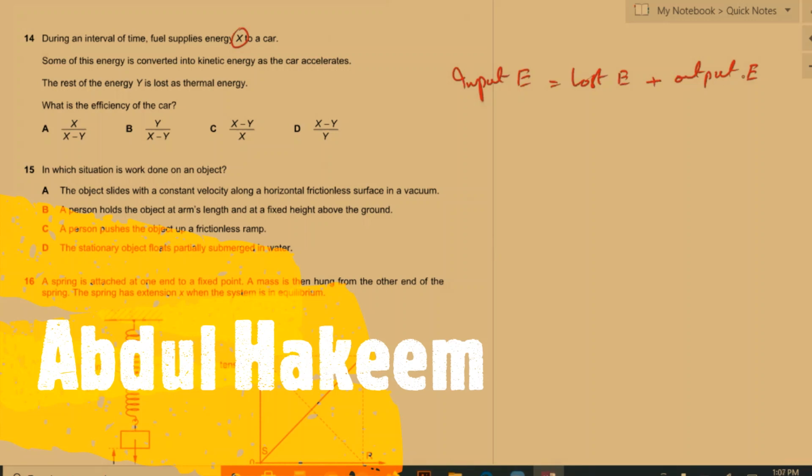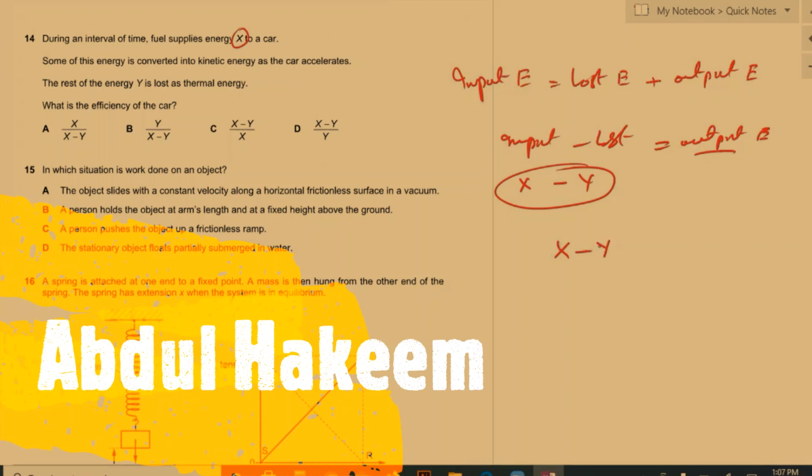What is the efficiency? So input energy is X. And what is the output energy? Output energy is equal to input minus loss. This is the output energy. So input is X and the loss is Y. So the output is equal to X minus Y. So efficiency is output energy over input energy. So the efficiency will be X minus Y, output, divided by input X. So the answer is C.